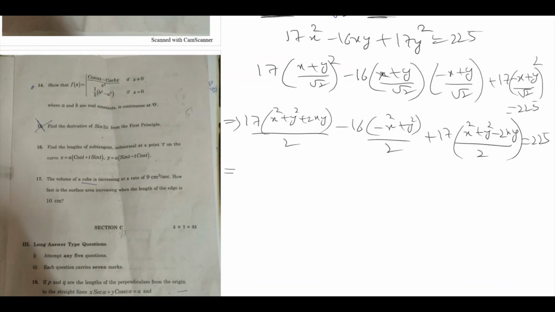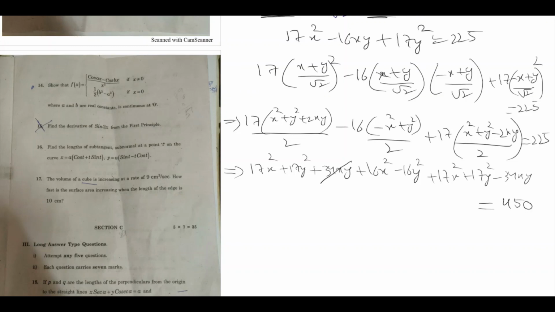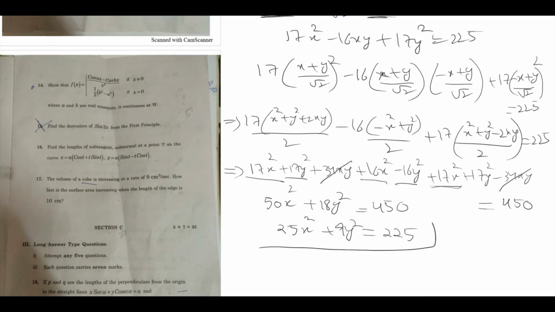On taking the LCM, we get 17x square plus 17y square plus, this is 34xy, plus 16x square minus 16y square plus 17x square plus 17y square minus 34xy equals 225 into 2, which is 450. 34xy minus 34xy gets cancelled. 17x square plus 17x square is 34x square. 34x square plus 16x square is 50x square. 17y square minus 16y square is 1y square plus 17 is 18y square. That equals 450. Dividing by 2, 25x square plus 9y square equals 225. So this is my original equation.